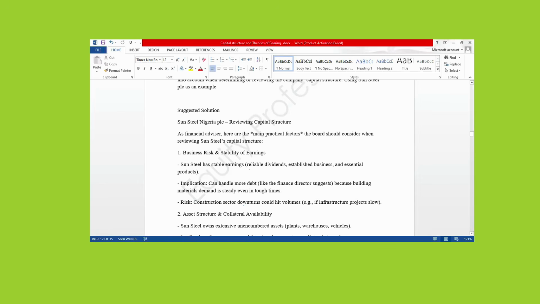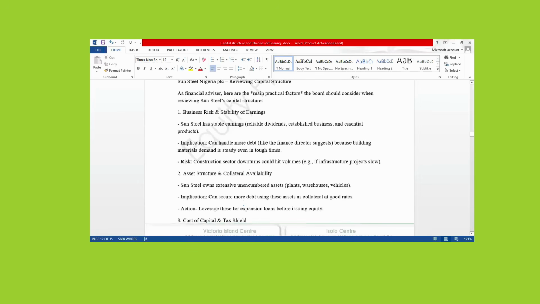Number two, asset structure. When you are discussing, you are going to relate it to the company in question. Sun Steel has extensive unencumbered assets, such as plants, warehouses, vehicles. By implication, the company can secure more borrowings using these assets as collateral at good rates. Action: we advise the company to leverage.